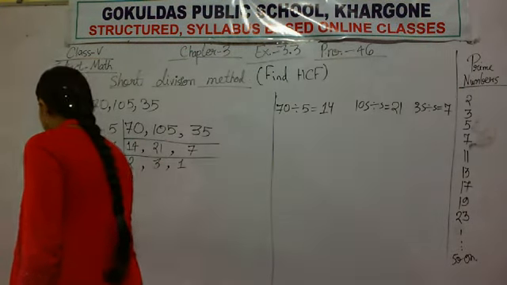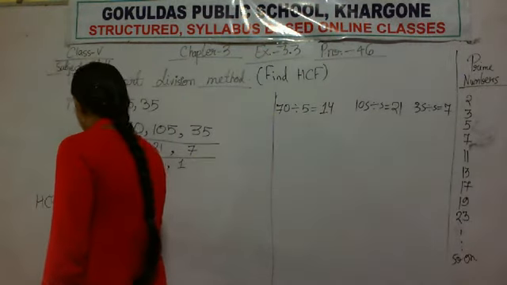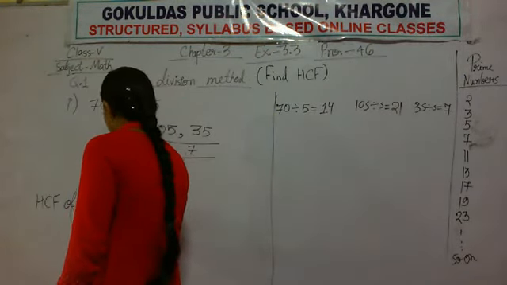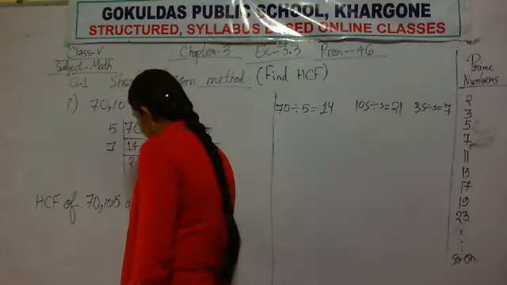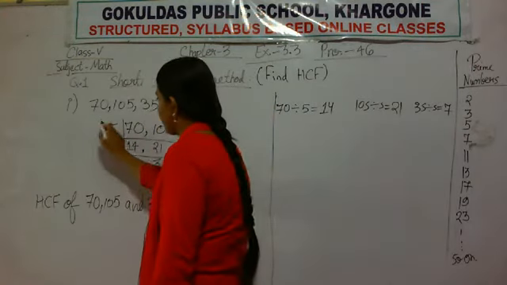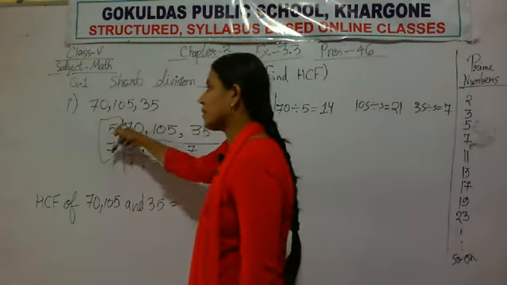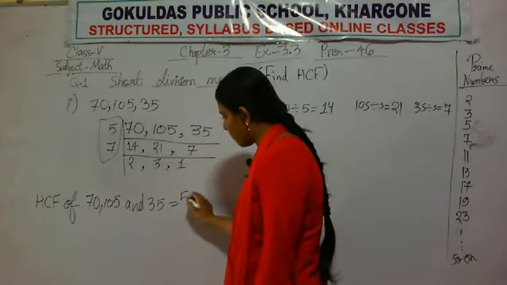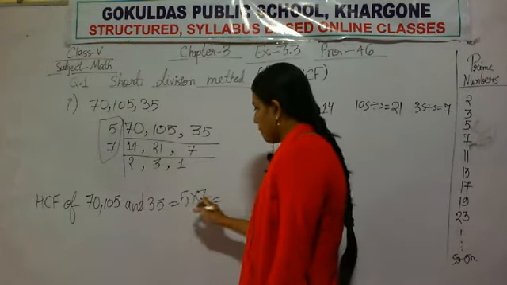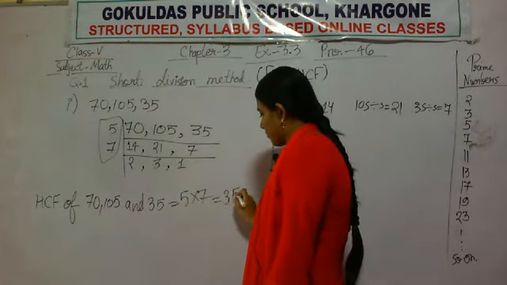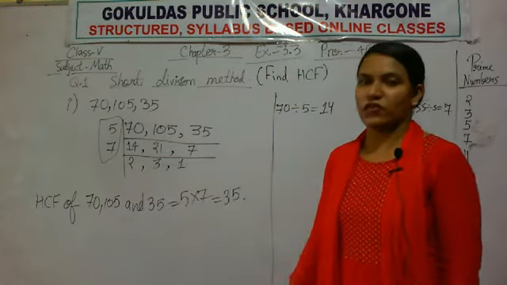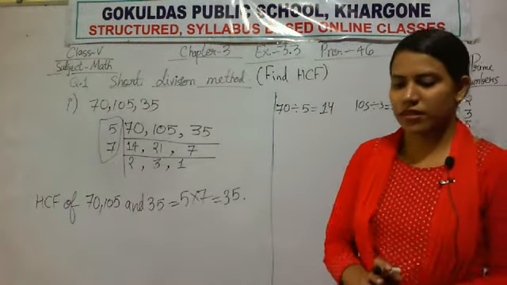Now, therefore, HCF of 70, 105 and 35 is equal to the product of the common prime factors. So 5 multiplied by 7, 5 7s are 35. So 35 is the HCF of 70, 105 and 35.